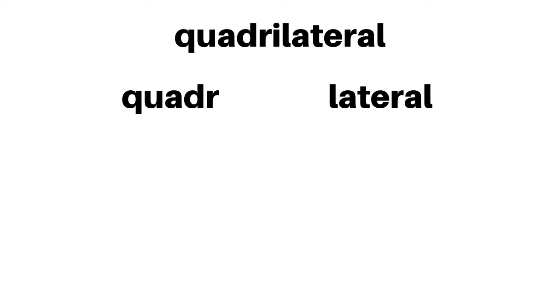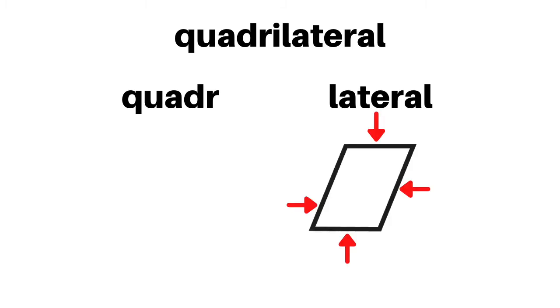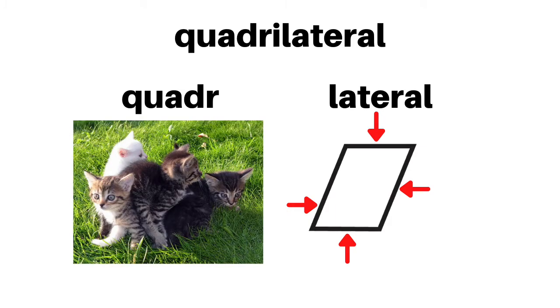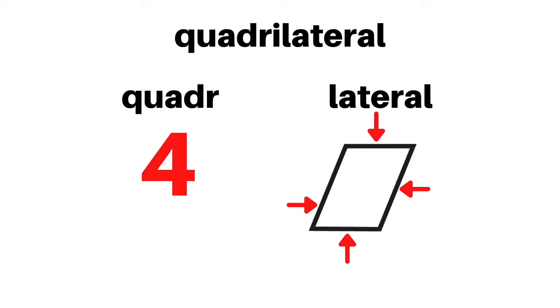Quadrilateral. Let's look at the lateral part. Lateral means sides. With triangles we count the angles, and with quadrilaterals we count the sides. How many does quad mean? Well, do you know what quadruplets are? It's like twins, except instead of 2, quadruplets are 4. Quad means 4. So quadrilateral means 4 sides.